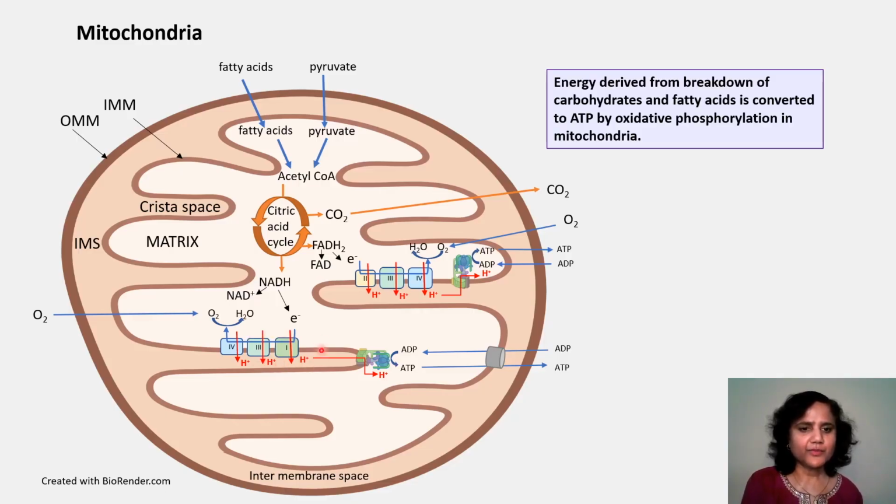And this generates a proton gradient across the inner membrane. The proton gradient drives the production of ATP. Protons flow back into the mitochondrial matrix through the ATP synthase enzyme, which is also embedded in the inner mitochondrial membrane.